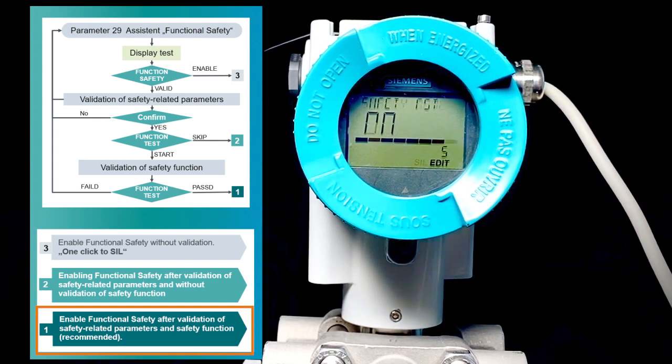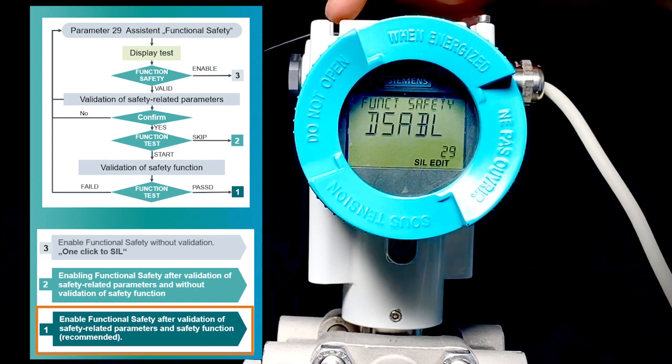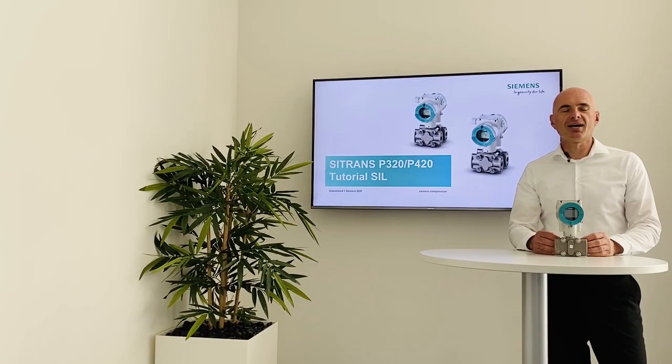The device is in the device mode, safety mode on. The display now shows Disable. The wizard can now be used to deactivate functional safety. We switch to the measurement view with the left arrow button. The SIL symbol appears on the display. Now we have completed the SIL commissioning.